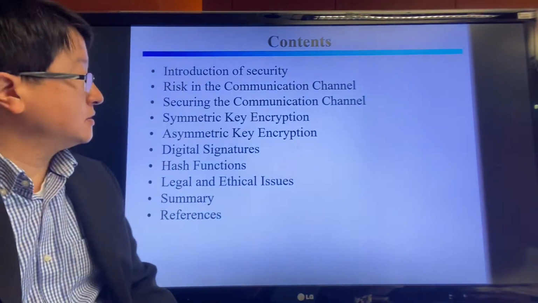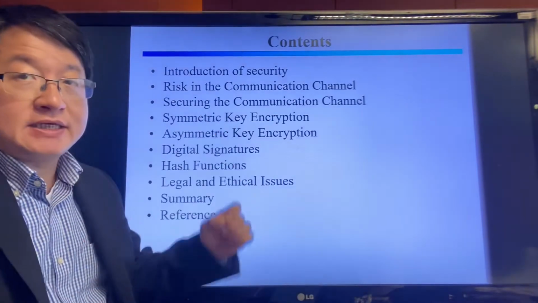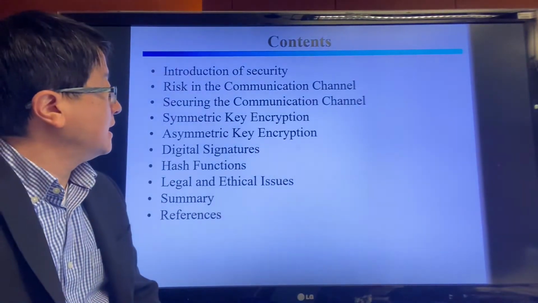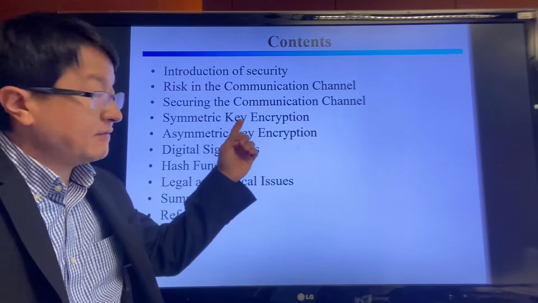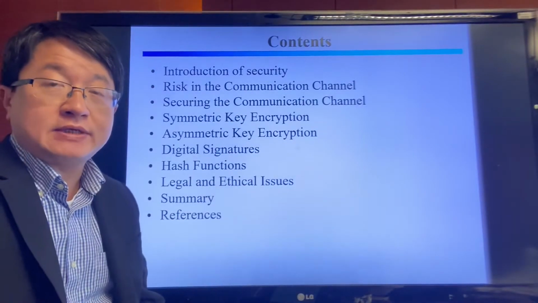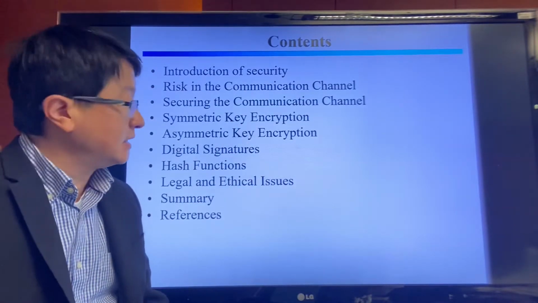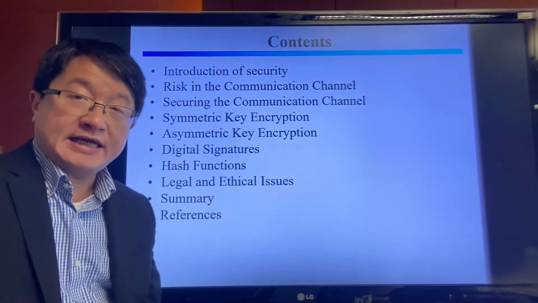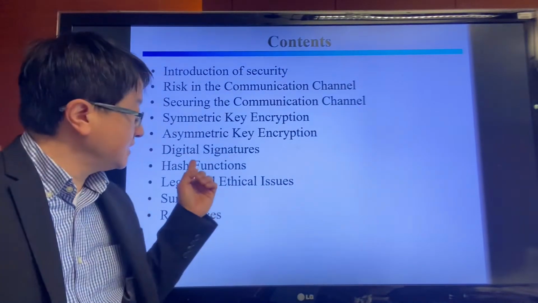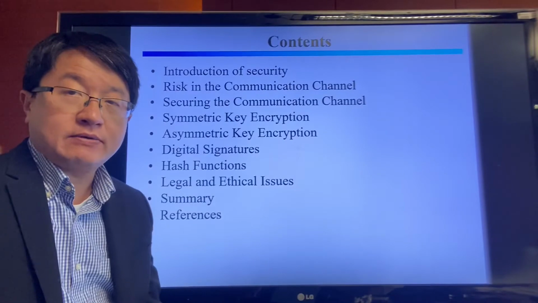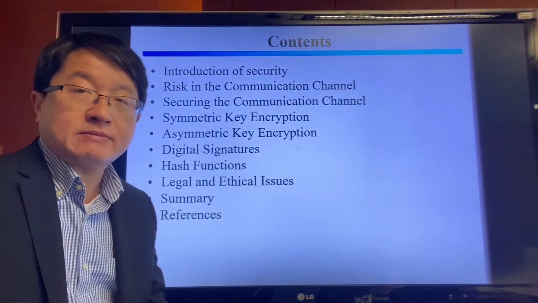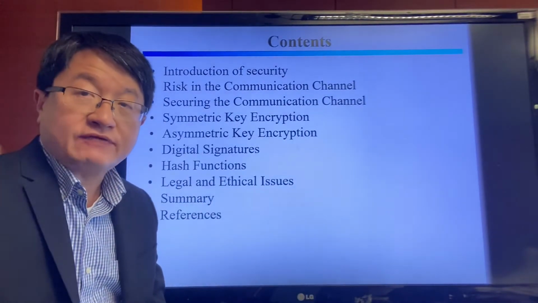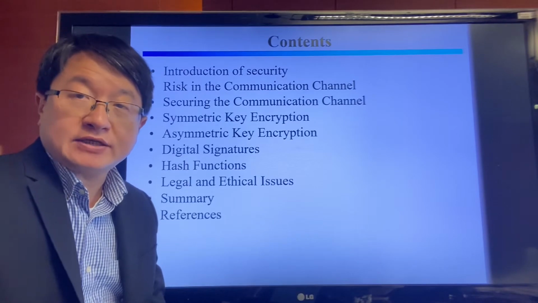So in these sessions, we will talk about the risk in the channel securities and also the methods of encryptions, including symmetric encryptions and asymmetric encryptions, which can enable us to do digital signatures. And also we'll talk about hash functions and also some other legal and ethical issues on internet security.